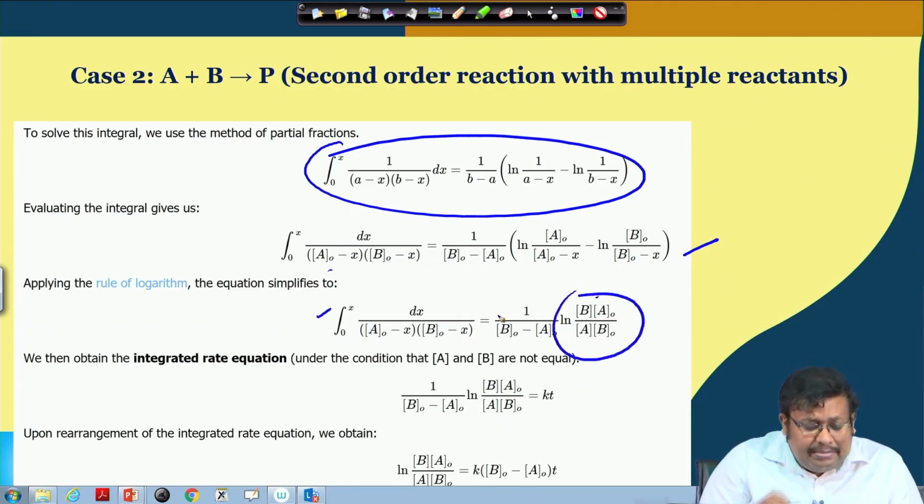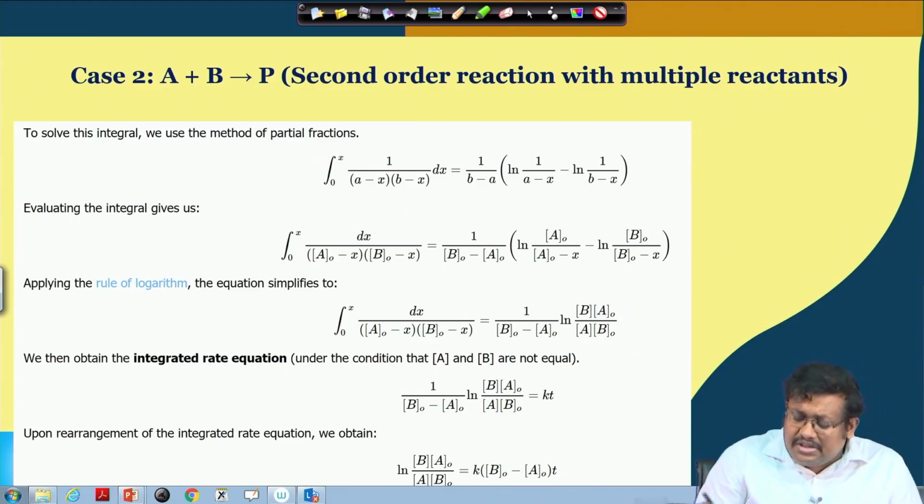Now, we obtain the integrated rate equation under the condition that A and B are not equal. So, basically we will get 1 by (B0 minus A0), then logarithm of (B minus A0) and A by B0, equal to kt. Okay. So, upon rearrangement we will get this formula, that is logarithm of B into A0 by A into B0 equal to k multiplied by this.